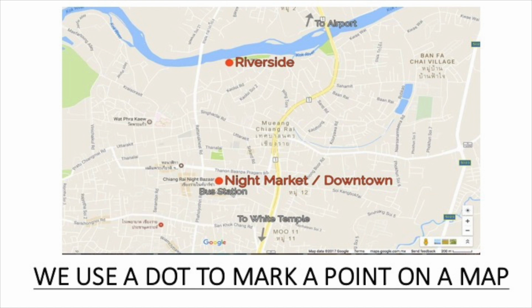We have bus station, riverside, airport, Wat Phra Kaew, which is the temple in Chiang Rai. If the map was big enough, we would see our school, but our school is over to this way. But you see how the various points on the map are all marked differently.